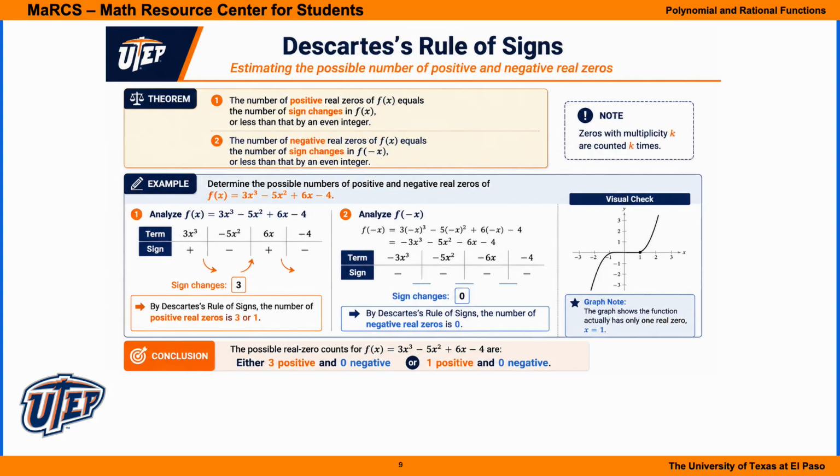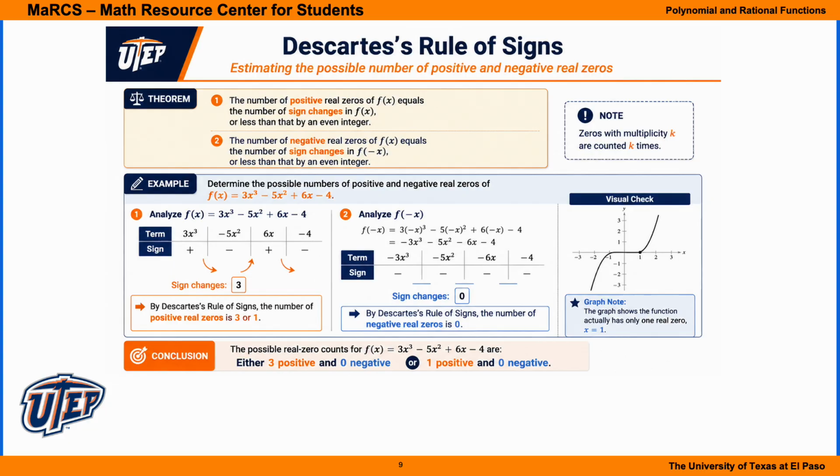Then we go from negative to positive, from negative 5x squared to 6x. Then we go from positive to negative, when we go from 6x to negative 4. So by Descartes' rule of signs, the number of positive real zeros is 3 or 1. The 3 was from the number of sign changes, and the 1 was from the portion that states less than that by an even integer. So the next even integer is 2, so 3 minus 2 would give us 1.